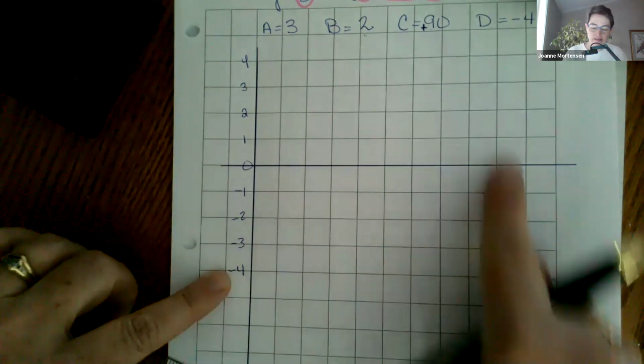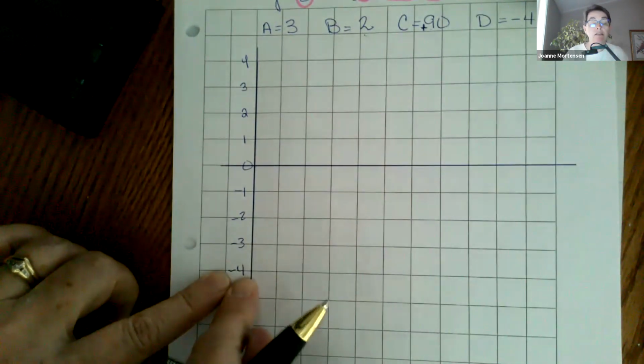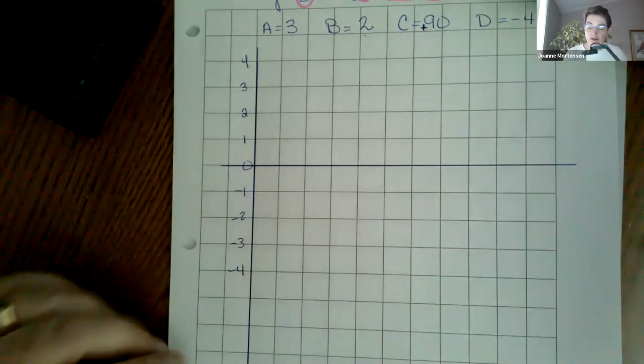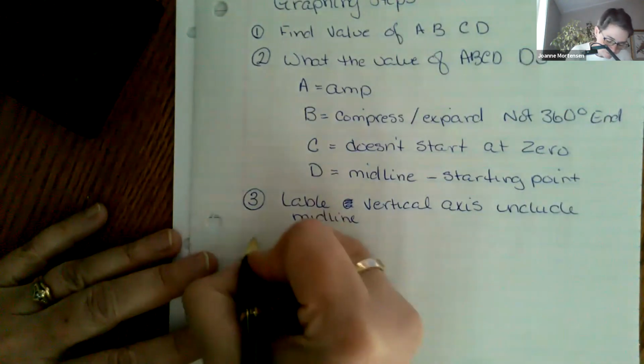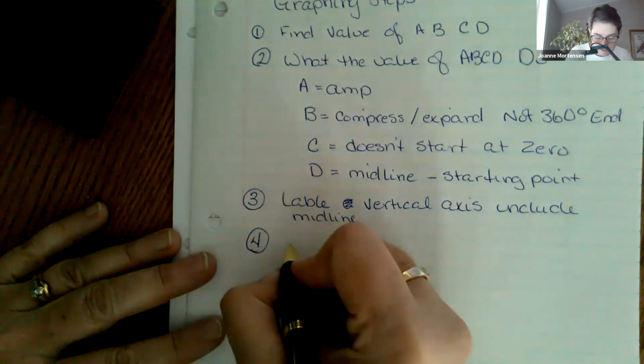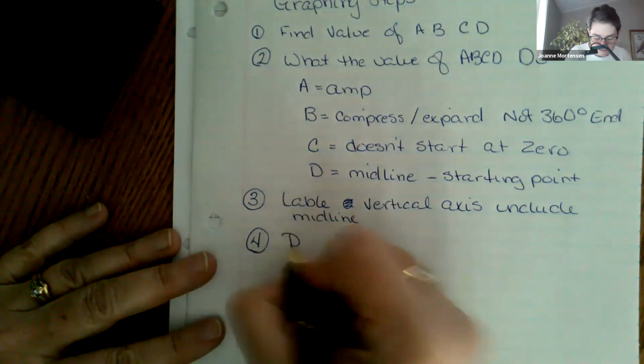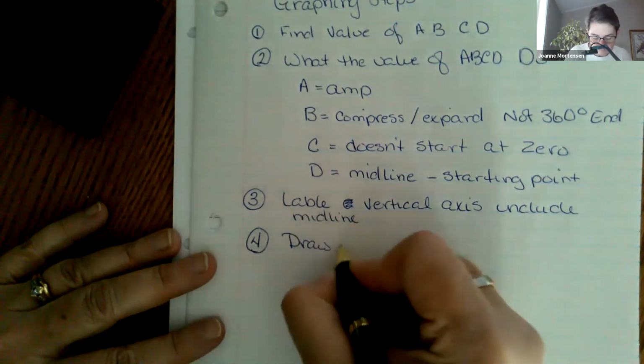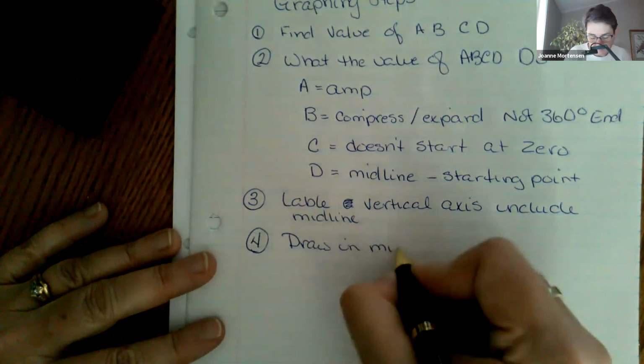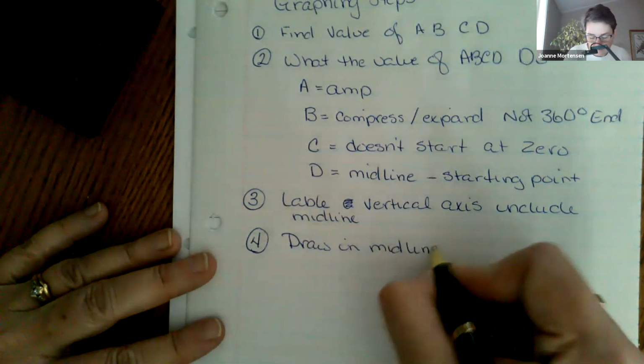So my midline is at -4. I want to at least go down to -4. All right. So step 4, draw in the midline.